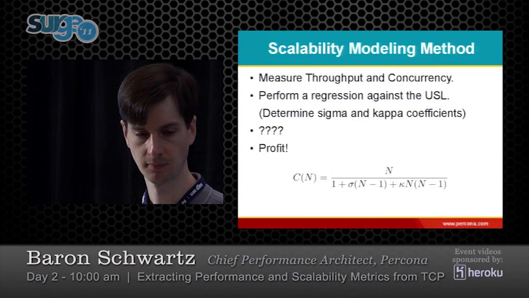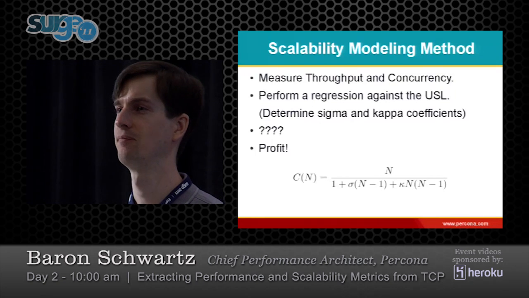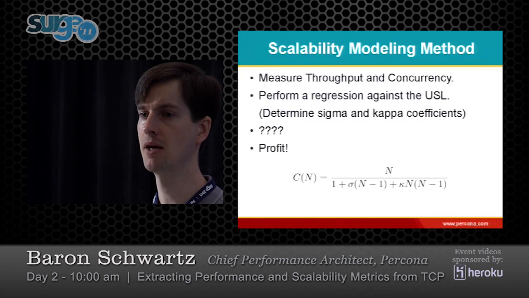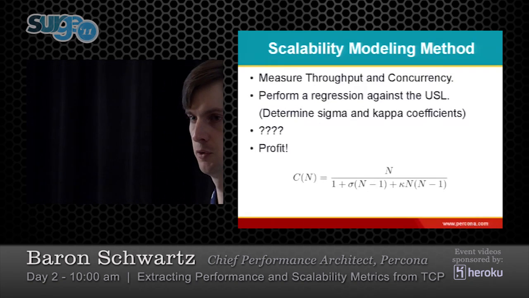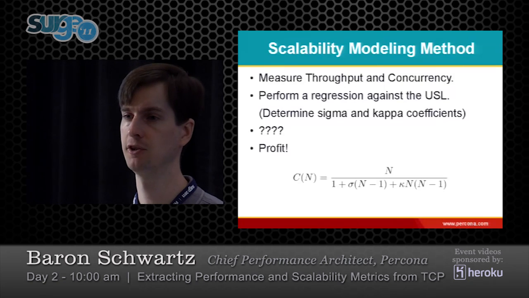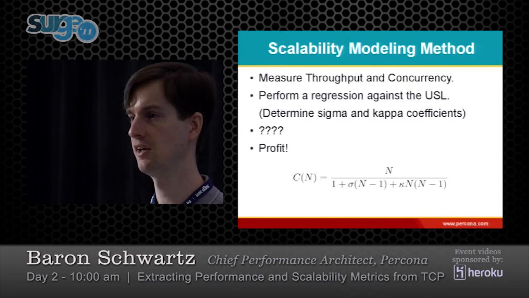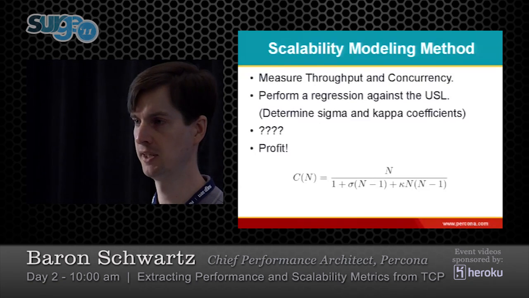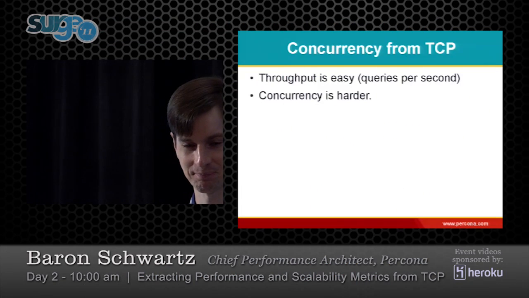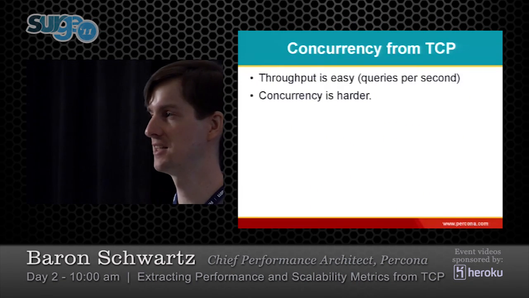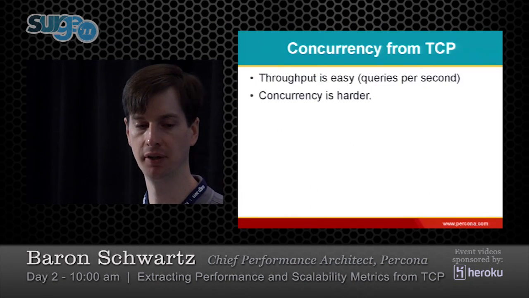negative slope. So the scalability modeling method that we can use to actually model and measure and forecast system scalability is as follows. Measure the throughput and concurrency, which are the two inputs to this function. You perform a regression against the universal scalability law, and you determine the coefficients of the denominator as a result. And then you do something else, which generally requires having a contract with somebody with some money attached to it. And then you profit.